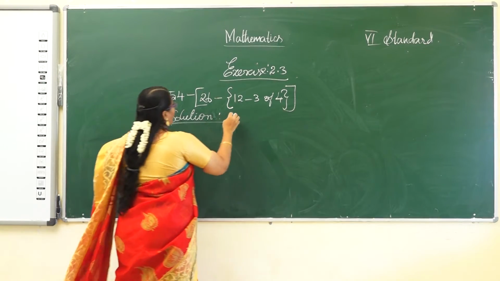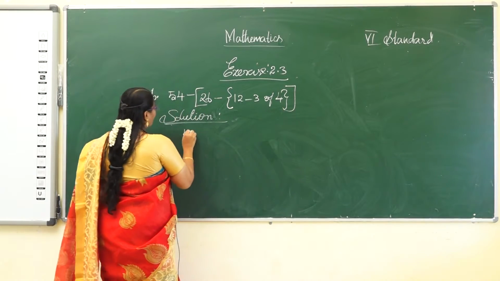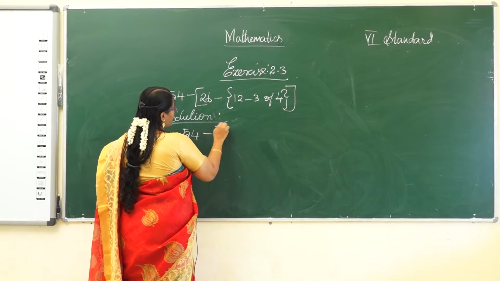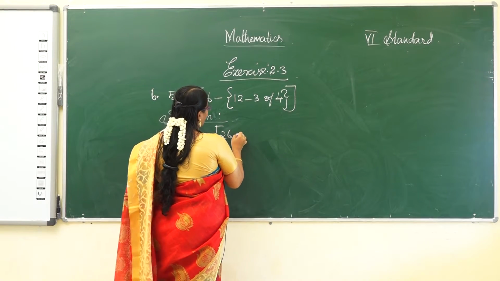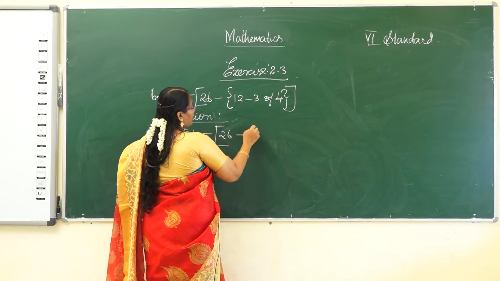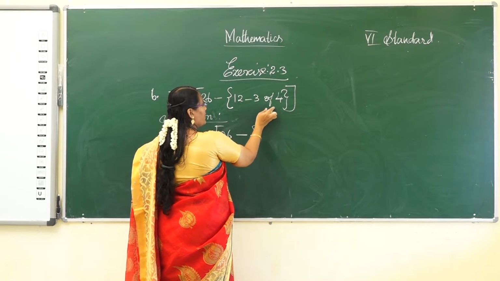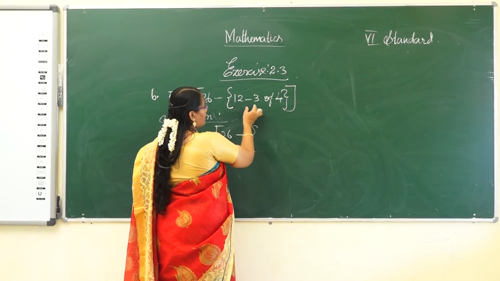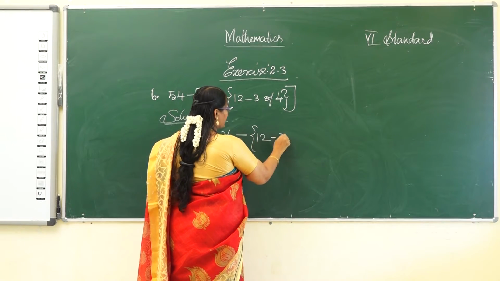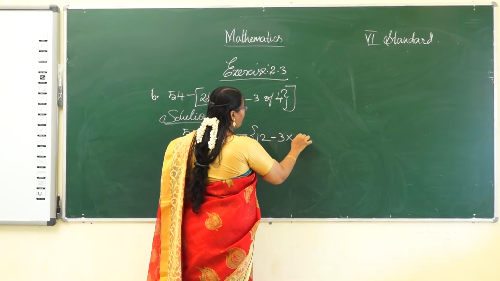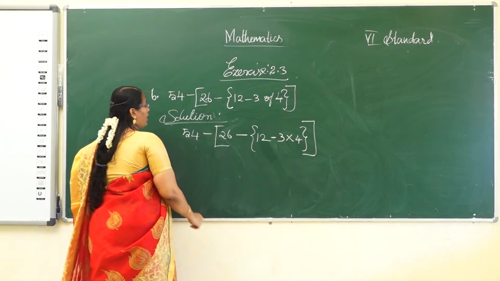So first simplify the brackets, the curly brackets. Okay, so 54 minus the square bracket 26, that is a big bracket. Okay, so 26 minus, simplify in between. Which operations are there? Of and minus. So first we refer to the of. So 12 minus 3 of 4. Of means multiplication. Close the curly bracket and close the square bracket.